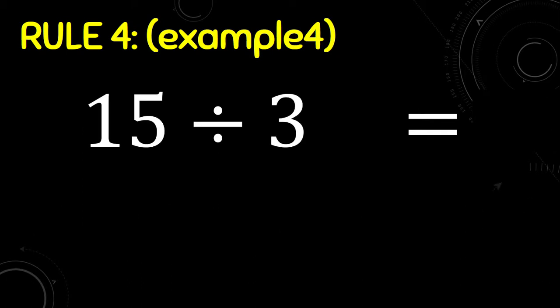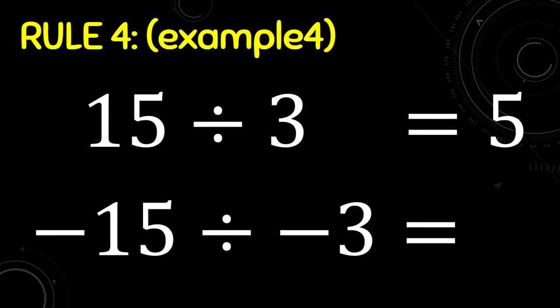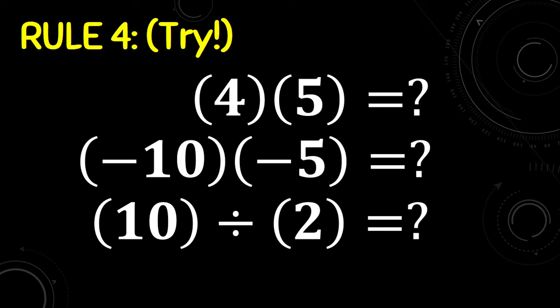15 divided by 3 is equal to positive 5. Negative 15 divided by negative 3 is still equal to positive 5. Let us try this one.